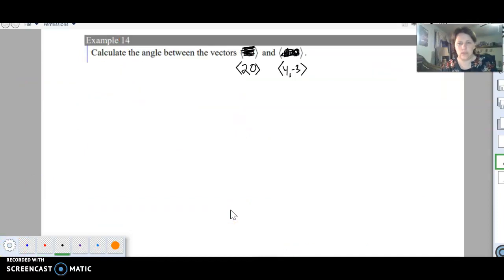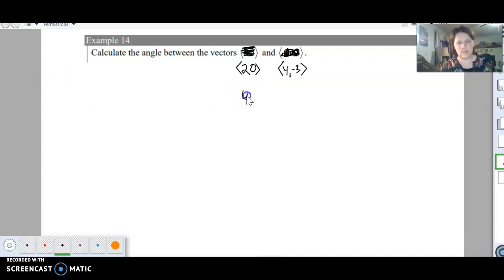Okay, so one thing that we can use this dot product for is to find the angle between two vectors. I didn't like the example that they gave us. It ended up being an answer that we didn't really have to use the full formulas for. So I changed up the numbers to be these two vectors, and we want to calculate the angle between these two vectors.